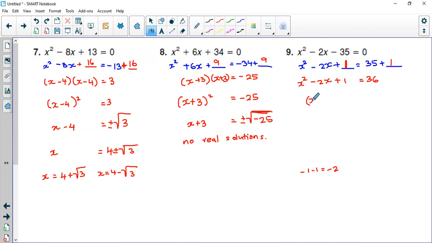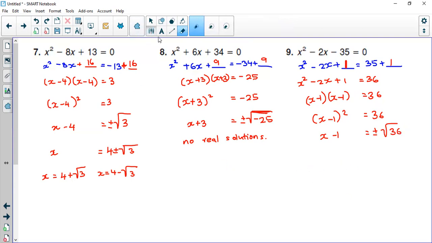So this is going to be x minus 1 times x minus 1 equals 36, which also can be written as x minus 1 whole square equals 36. To remove the square, you do x minus 1 is equal to plus or minus the root of 36. Now, we have to move the negative 1 to the other side. So it becomes x equals 1, because it's negative here. So when it moves to the other side, it becomes a positive 1. The root of 36 is 6. So 1 plus or minus 6.